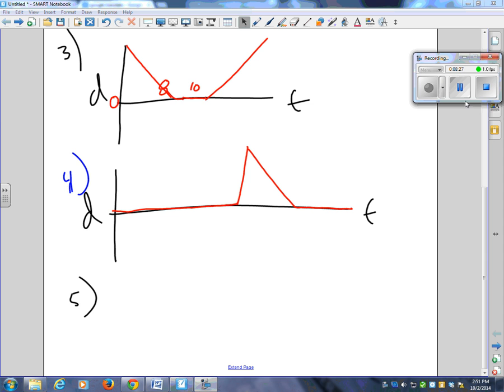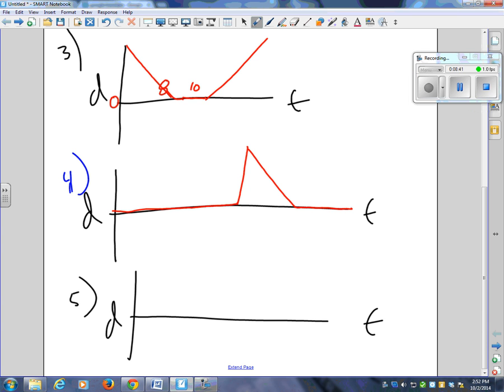Number 5, a girl leaves her locker by the office and starts to walk to the gym. She walks 15 meters before realizing she forgot her gym clothes. She returns to her locker, gets the clothes, proceeds to the gym. Again, you have to make a decision. Where's the origin? Locker or gym? Most people pick locker because that's where you start, right?